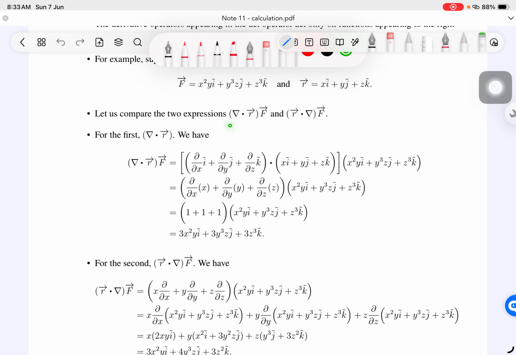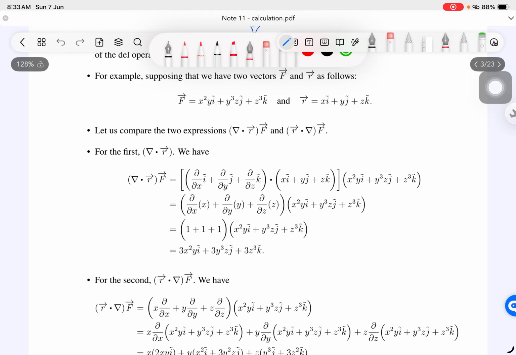For the first one, del dot r, this is your del and this is your vector r. We dot first. This is the dot product, and then we multiply with vector f. When we multiply, del over del x of x, we get 1. This one we get 1, and this one we get 1. So we get this as the answer.